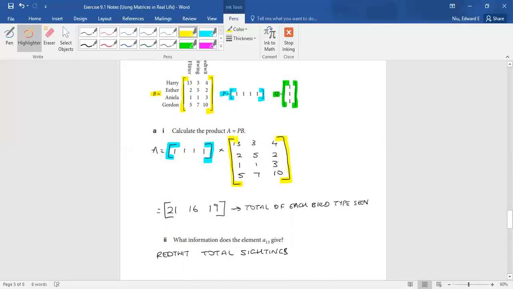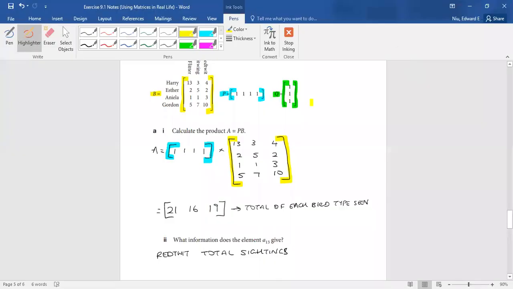Now the order is really important. It's got to be P first and then B second. Otherwise, if you get the order wrong, sometimes you can't multiply the two matrices together. What we get is matrix A, which tells us the total of each bird type seen. So 13 plus 2 plus 1 plus 5 is 21, and that's what these two operations did.